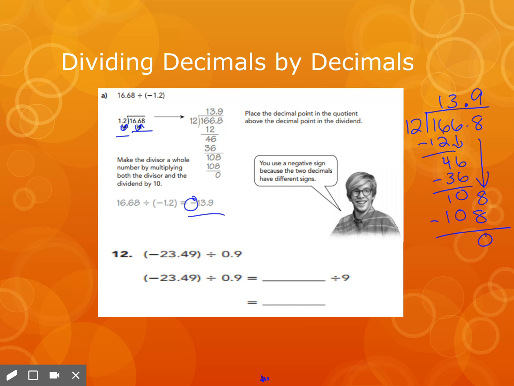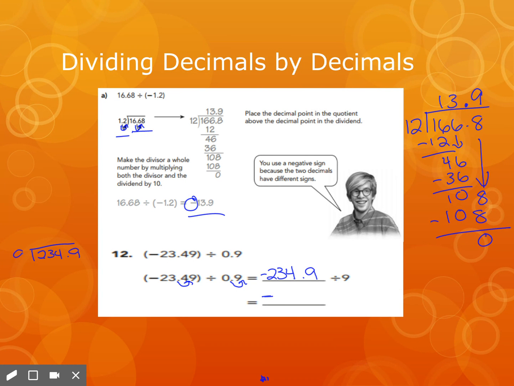All right, so number 12, I have a negative 23.49 divided by 0.9. So I want to move my decimal over here. So I first do my divisor, I move it over one space. So I'll do the same in my dividend. So that becomes a negative 234.9. And now I need to do long division, and I'm going to do it off to the left side here. And I'm going to ignore that negative sign right now and just put it in my answer.